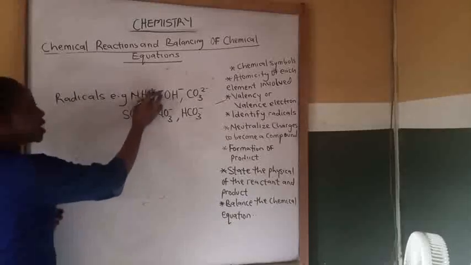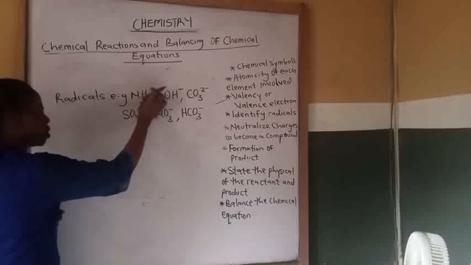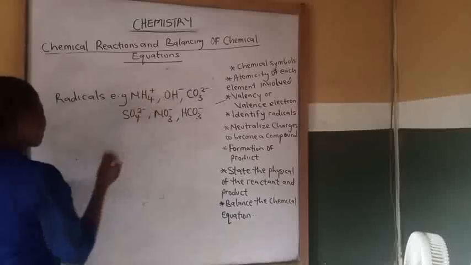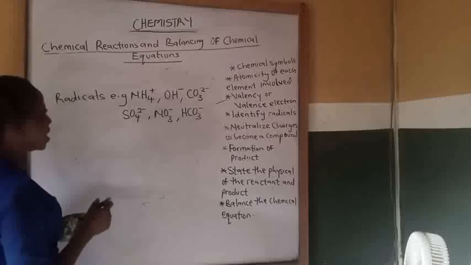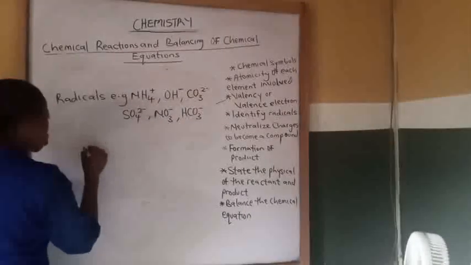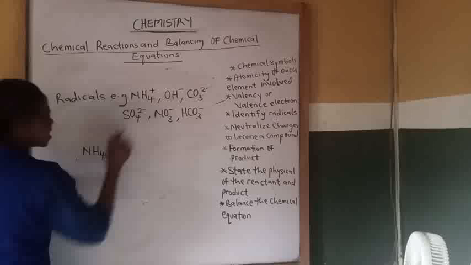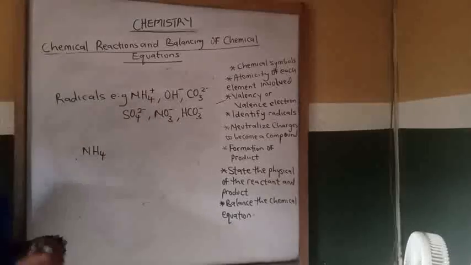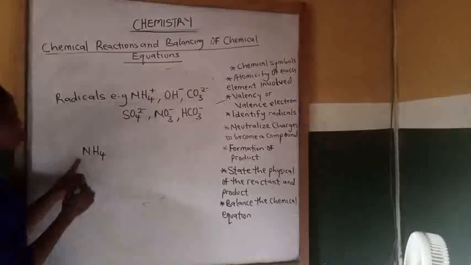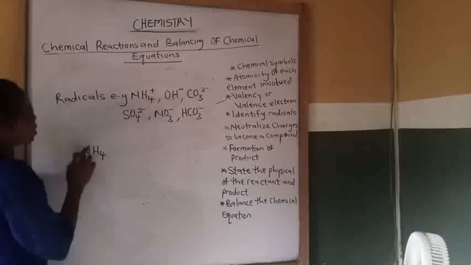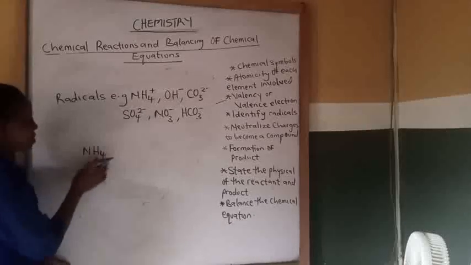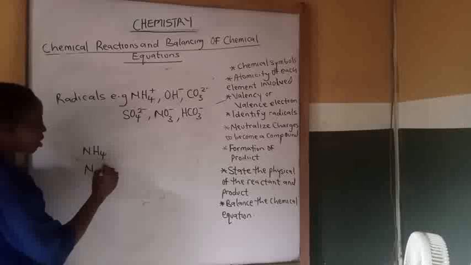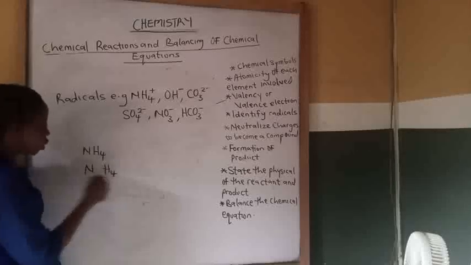Then I'm going to explain how they derive this positive and negative, their charges. So let's take the first one, NH4. Let's assume that we don't know the charge on NH4. How many elements do we have here? We have nitrogen and hydrogen, 1 nitrogen and 4 hydrogen.